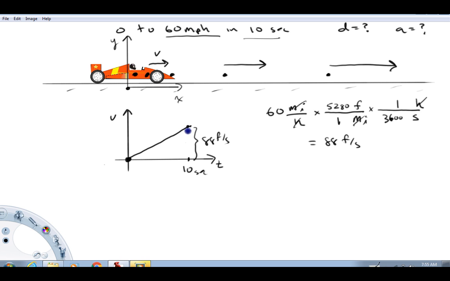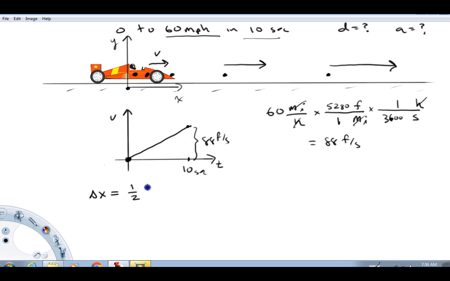All right, so here's our velocity graph. It's good from 0, 0 to 10 and 88. Now what I'm going to do is use it to calculate the displacement. Now I know I called it d here, but really in this coordinate system what I'm calculating is the change in position, the delta x. And hopefully you've seen my videos on how to calculate displacement from a velocity graph. The displacement is going to equal the area bound under that curve. So that area is a triangle.